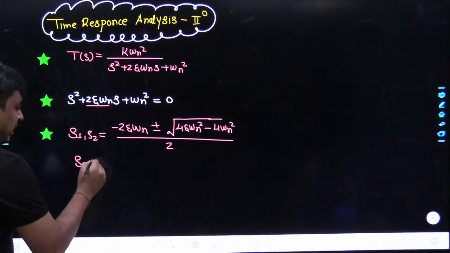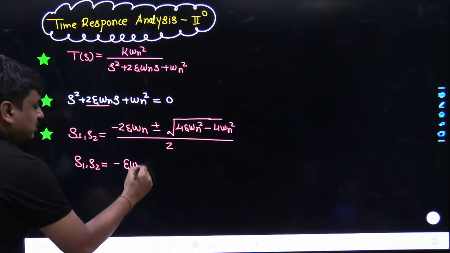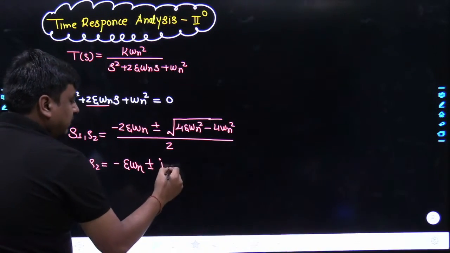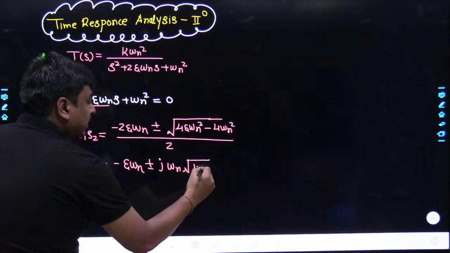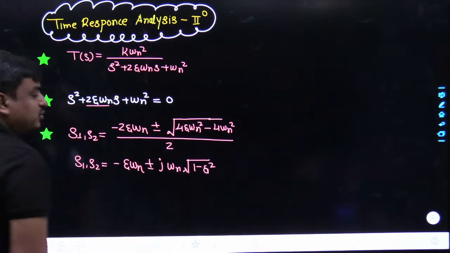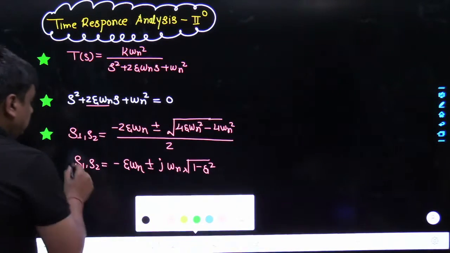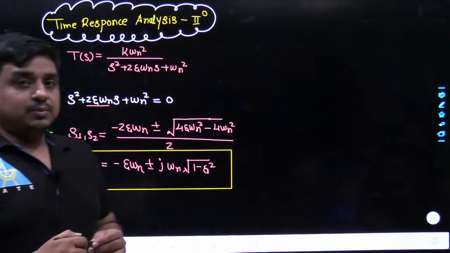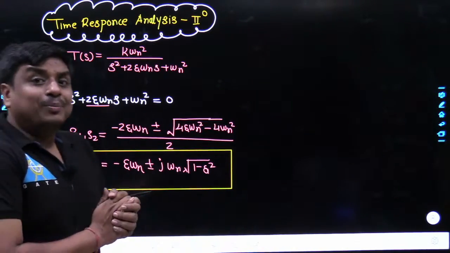The conclusion was S1, S2 equals minus zeta omega n plus minus j, the iota was taken out, and here it became omega n within the bracket, root over 1 minus zeta square. You can put it within a box. This was an important outcome. And you can see very well, now your roots are supposed to be a complex conjugate.